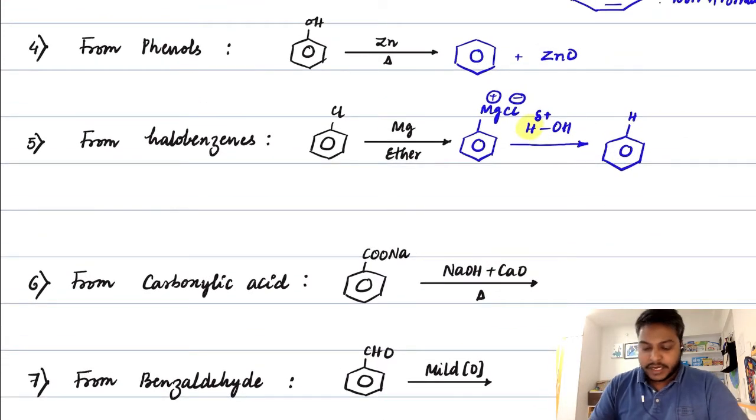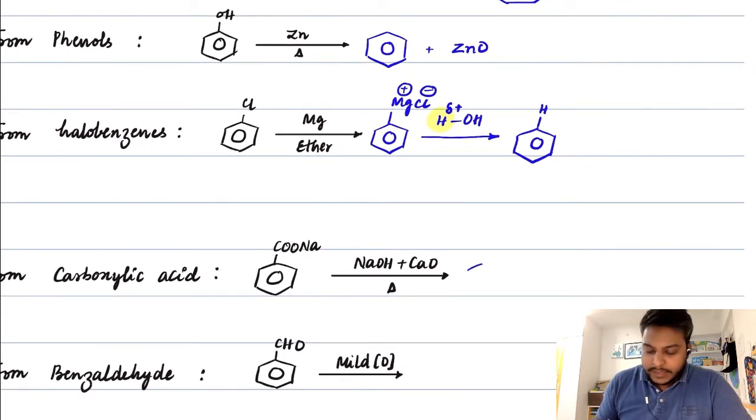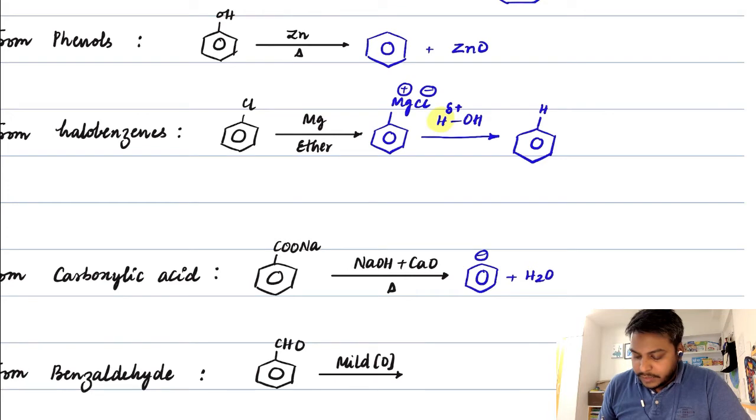The sixth preparation reaction is from carboxylic acids. From carboxylic acids, if we take the sodium salt of the carboxylate ion, then in the presence of NaOH and CaO, this will first turn out to be a carbanion, which will take H plus from water, which is being dried by calcium oxide, and thereby finally it will form benzene.